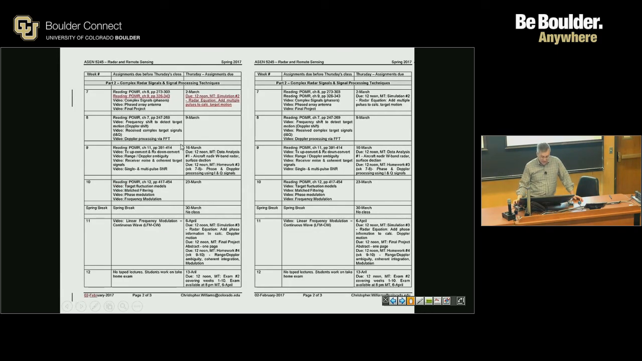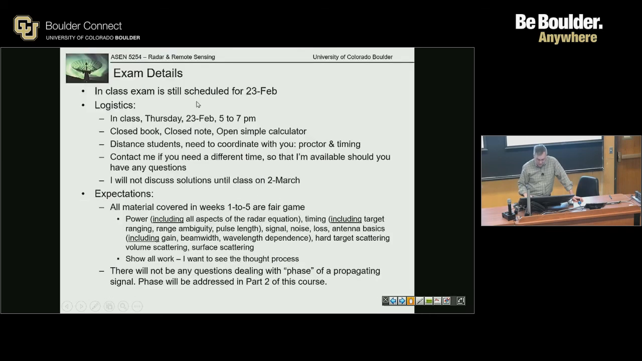Okay, then on the second page, I've moved simulation number 2 past the exam, because then we can actually get into some phasing information.